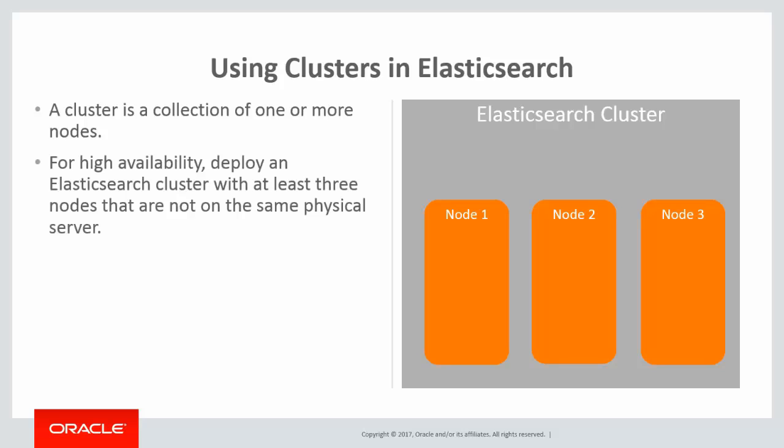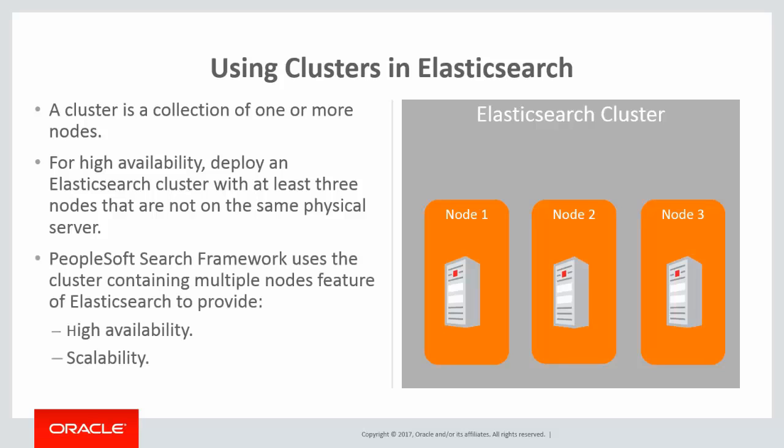Our recommended approach to high availability is to deploy an Elasticsearch cluster with at least 3 nodes on machines that are not on the same physical server, and to follow the configuration guidelines provided by PeopleSoft Search Framework. The high availability feature of Elasticsearch enables PeopleSoft Search Framework to provide a failover mechanism.